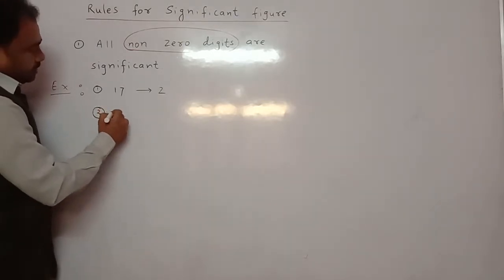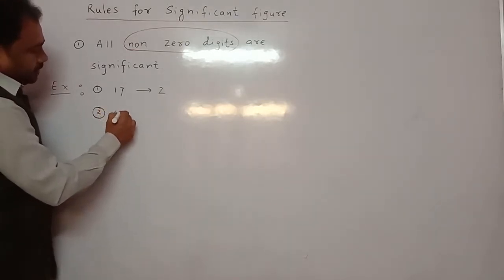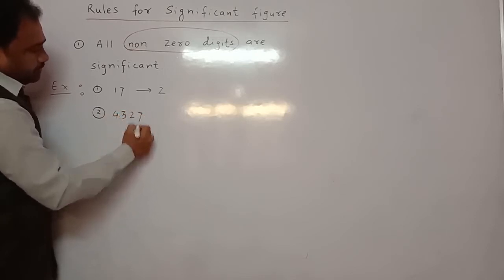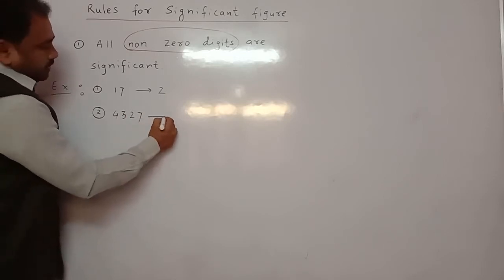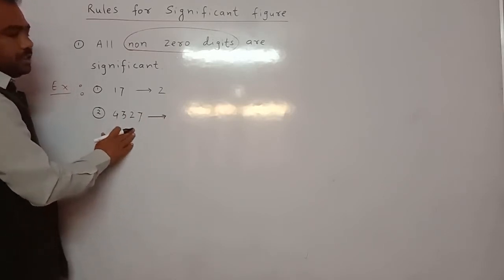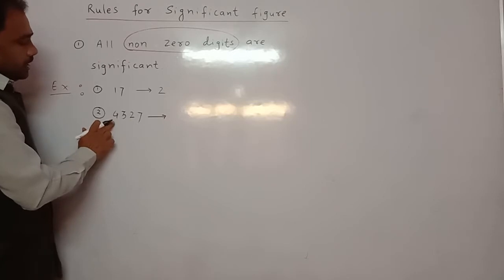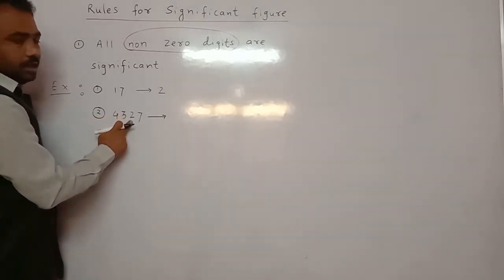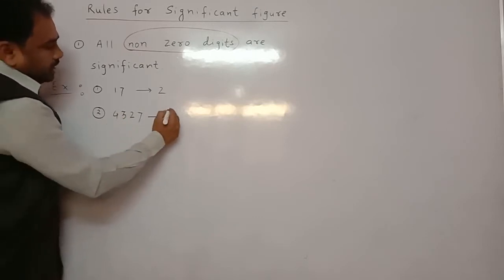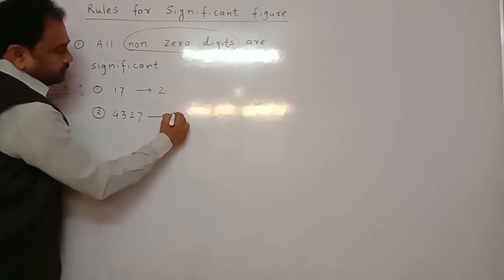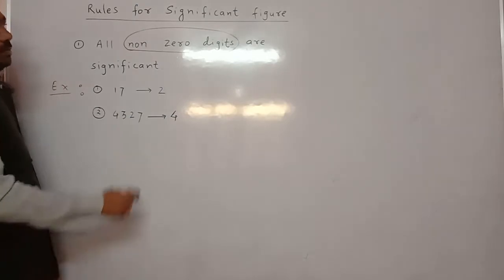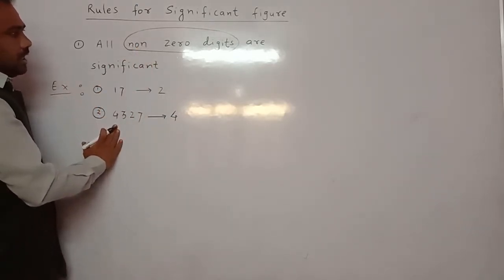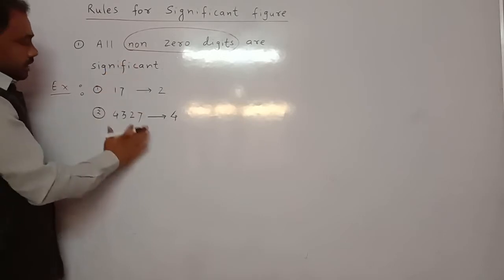Second example, suppose 4327. In this given number, how many digits? You have to count the digits: first, second, third and fourth. So 4 digits are here. So therefore the significant figure is 4. Means non-zero digits, so how many non-zero digits are there? They are called significant.